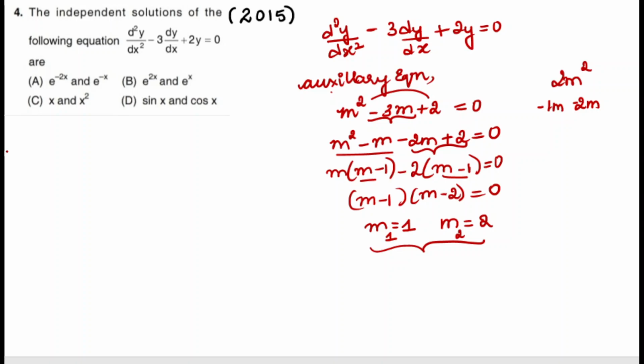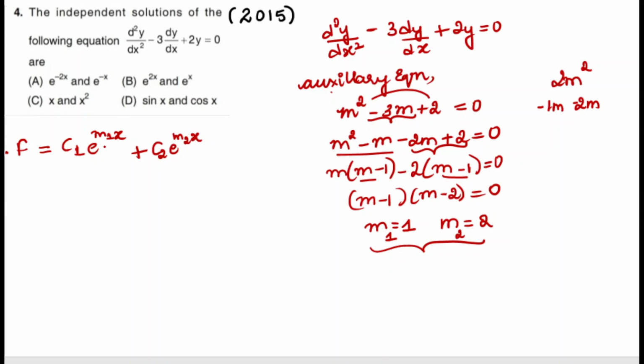Now the complementary function. If the two roots are real and distinct, I can write it as c1 into e to the power of m1x plus c2 into e to the power of m2x, where m1 and m2 are the roots, and x is the variable.